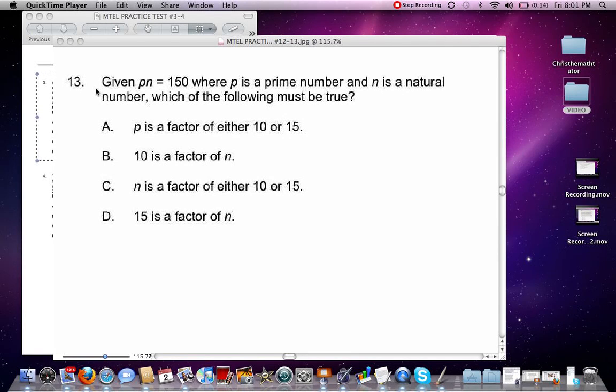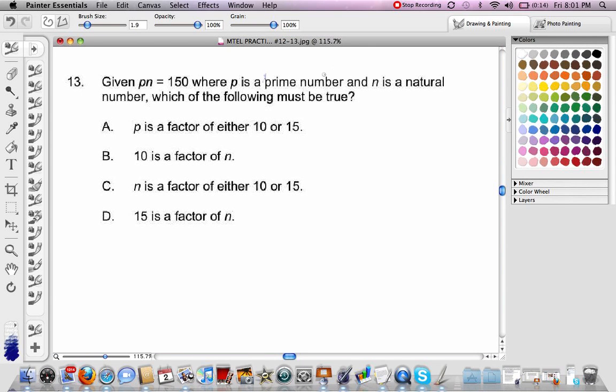Number 13. Given P times N equals 150, where P is a prime number and N is a natural number, which of the following must be true? A. P is a factor of either 10 or 15. B. 10 is a factor of N. C. N is a factor of either 10 or 15. Or D. 15 is a factor of N.